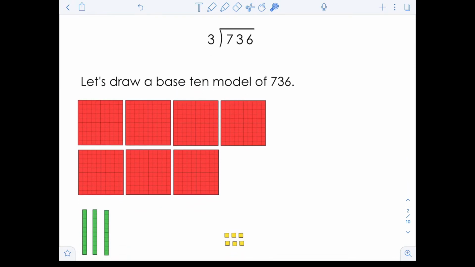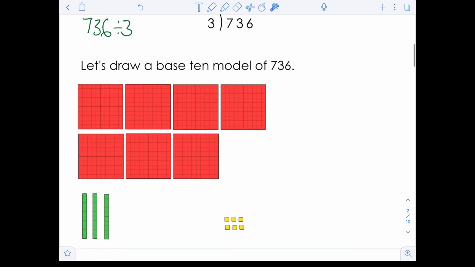Here we are representing our division sentence, which can in a different way be written as 736 divided by 3. The dividend of 736 always goes inside the house. This is the house, by the way. And the divisor, that's the number that's going into 736, is always knocking at the door.